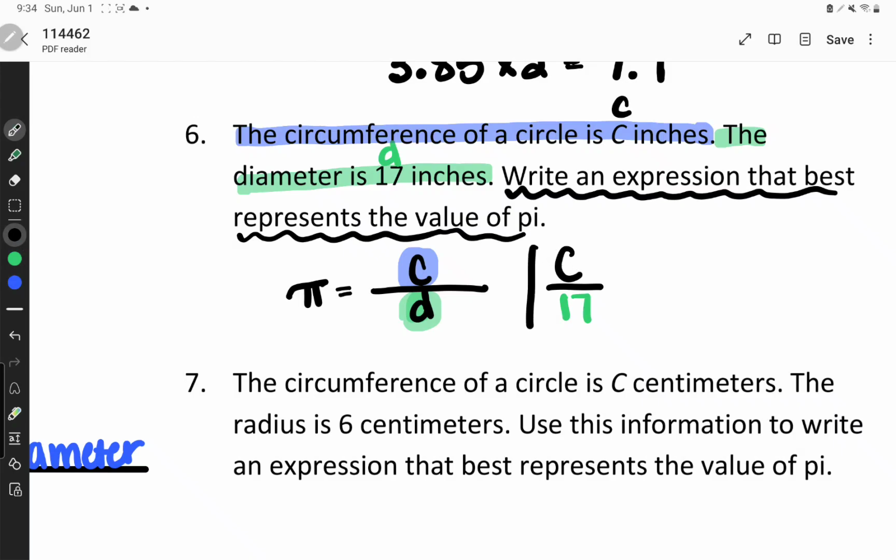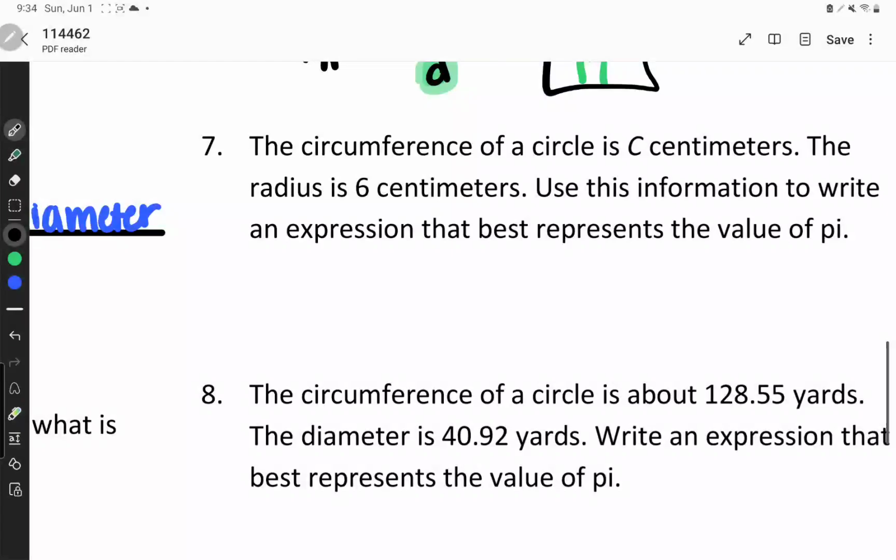So it's c over 17. The next one says the circumference of a circle is c centimeters. The radius is 6 centimeters. Use this information to write an expression that best represents the value of pi.